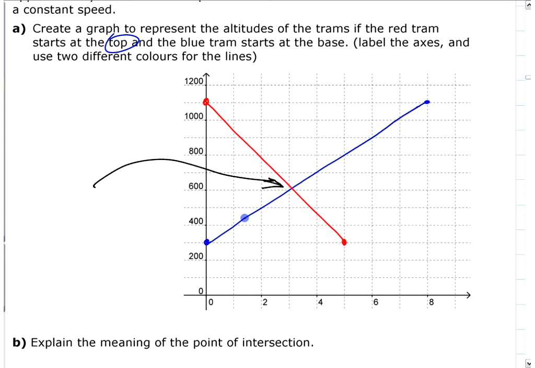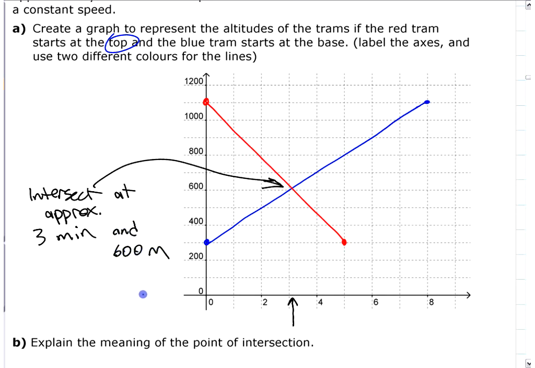That's where they cross, right? One tram's going up, one's going down. That's where they're at the same height at the same time, right? Same height, same time. I don't know what this actually is. Intersect at, I'm going to say approximately here because it probably isn't that they intersect at exactly something. It looks like approximately 3 minutes at approximately 600 and something meters. Okay, 3 minutes, 600 meters.